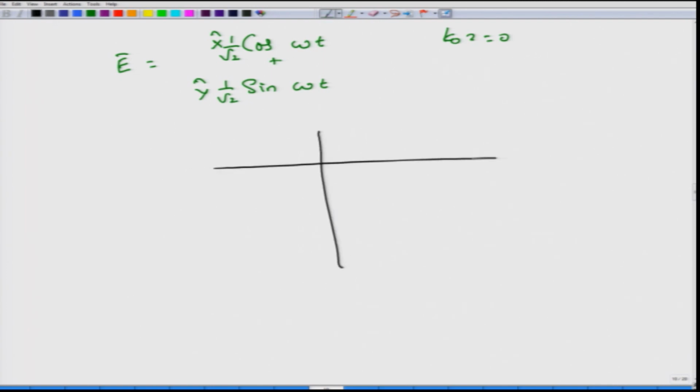Let us look at this. Again, I have x and y axis. Please remember, you are looking from the top and the wave is approaching you. Okay. So, this is the z axis, right. The z axis is coming out of this particular plane. At omega t equal to 0, what will be the situation? At omega t equal to 0, only the x component will be non-zero, whereas the y component will be 0, because sin 0 is 0. So, I have the electric field directed along the x axis with an amplitude of 1 by root 2. Okay.